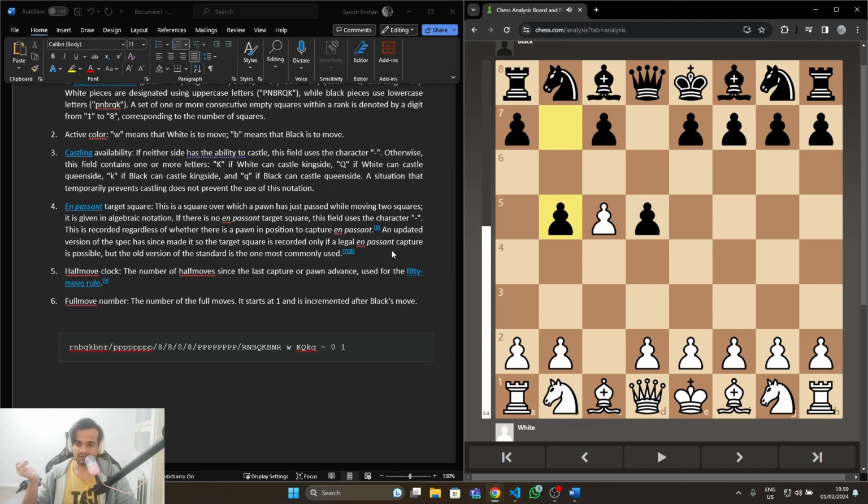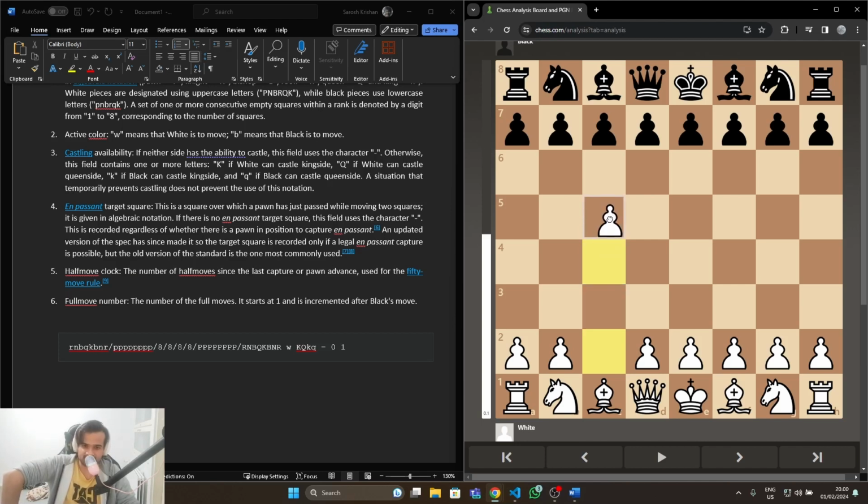But that's not the only case it stores that. So if I do this, it's going to store that, even if there's no pawn here to capture or not. I don't know why, but it's going to do that. Okay, it doesn't make sense. No, I was right the first time. An updated version of the spec has since made it so that the target square is recorded only if a legal en passant capture is possible, but the old version of the standard is most commonly used. Okay, they updated it.